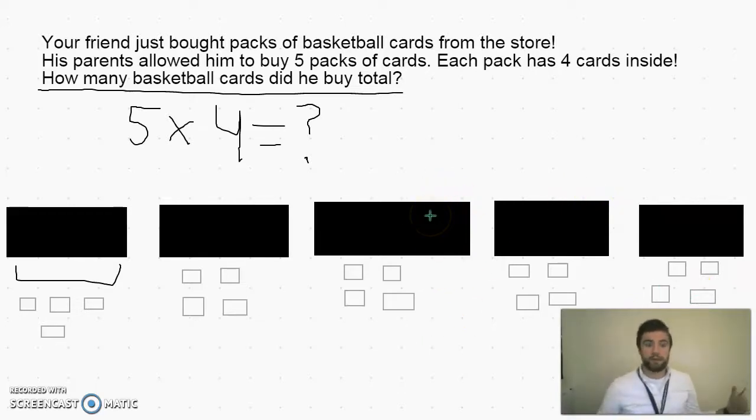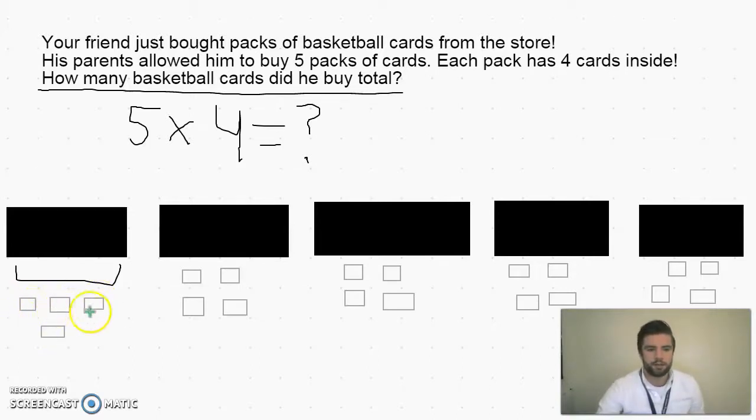So now what we do, we have our 5 packs, and we have 4 cards in each. Basically, we count all of these up. And if you know how to count by 4s, that would be a really nice way to do this. So if you don't know how to count by 4s, you can also just count by 1s to take care of this problem. So I'm going to pretend like I don't know how to count by 4s. If you do, you can do this a little faster. And then I'm just going to count.